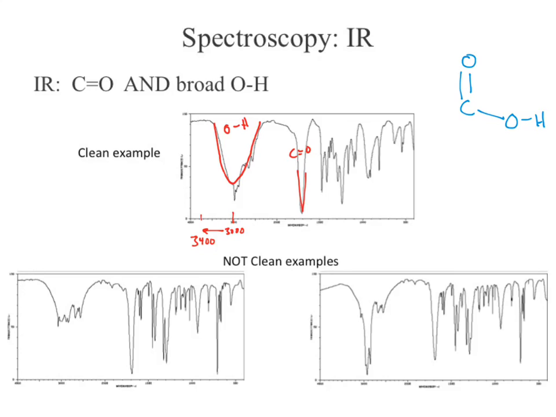I tried to find some messier examples, and even these are relatively clean. We still see this really broad, nasty-looking OH stretch that's centered around 3,000. It looks nothing like a CH sp3, nothing like CH sp2s, or like our aldehydes. So if you just see a mess in that range, it's probably due to an OH that's next to a carbonyl, meaning a carboxylic acid. So it's a combination of multiple pieces of information.